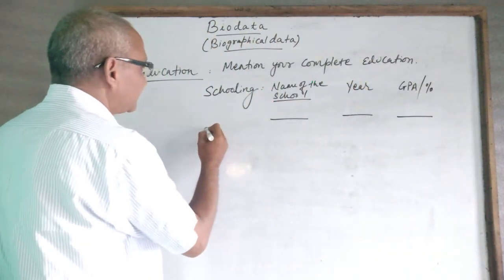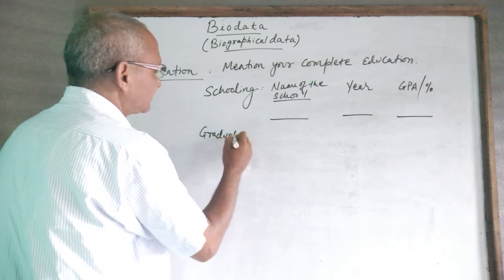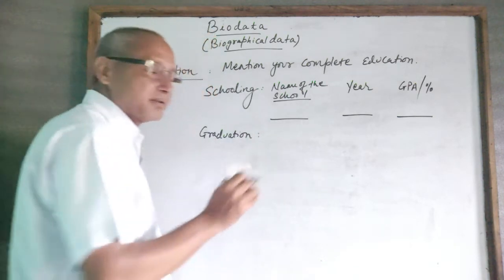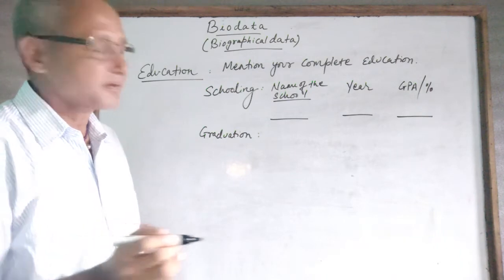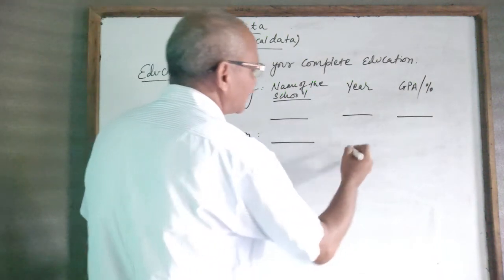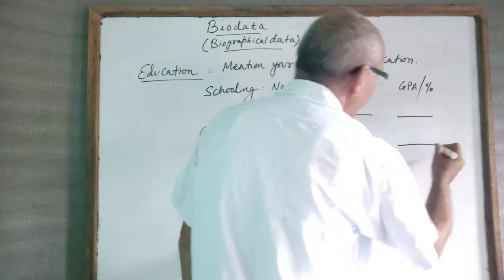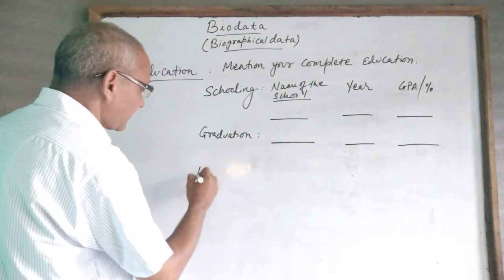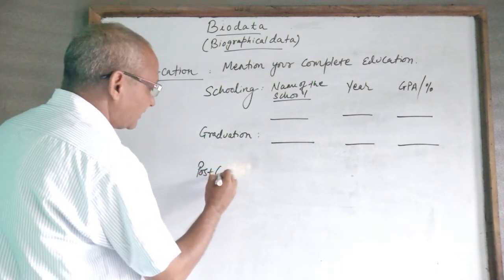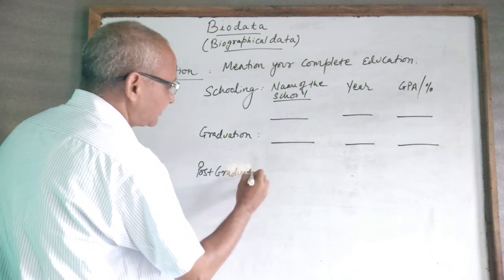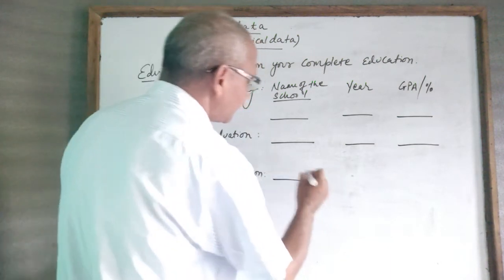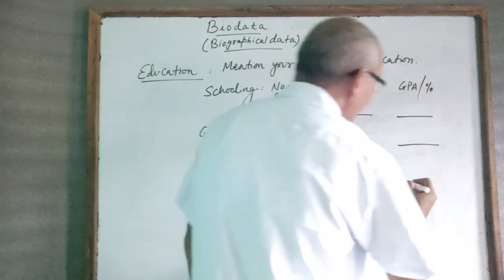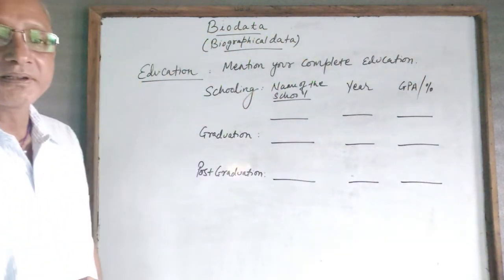Then you have your graduation level. Mention the name of the institution from where you passed your bachelor's, the year, and your GPA or your percentage. Furthermore, if you have done your post-graduation level, then mention here from which university, the year you passed out, and your GPA or the percentage that you obtained.